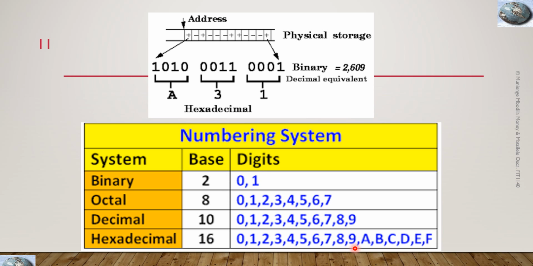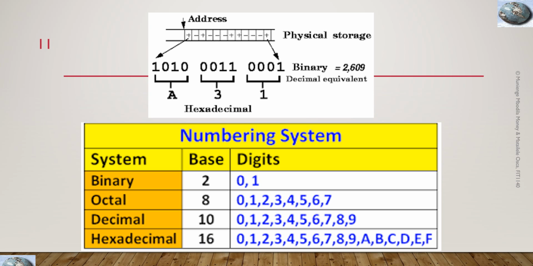I told you in class, if you still remember, that when it counts after 9, when it says 10, 11, 12, 13, 14, 15, 10 is represented by A, 11 by B, 12 by C, 13 by D, 14 by E, and 15 by F. So this is what we did in class, and we will come to the part of conversion.